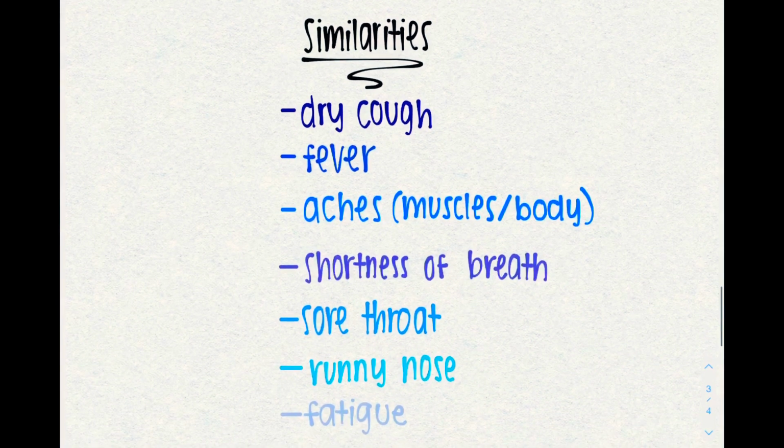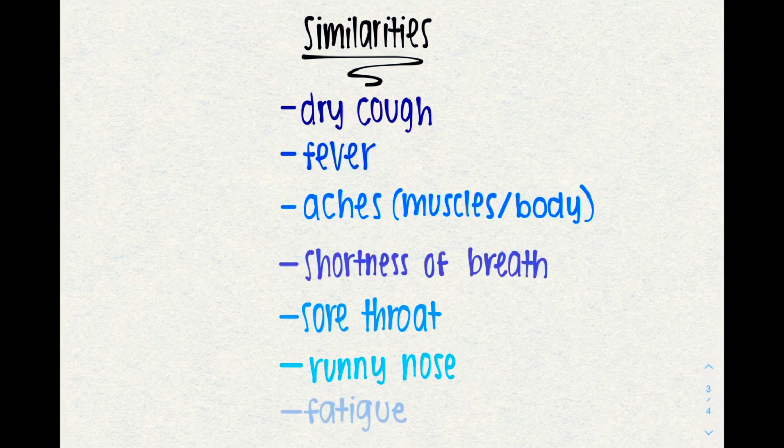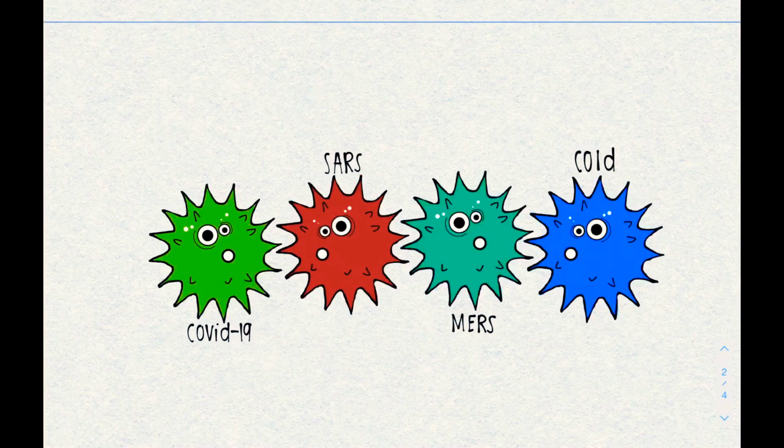Similarities in symptoms are dry cough, fever, body aches or muscle aches, shortness of breath, sore throat, runny nose, and fatigue. These viruses are similarly related to each other, especially SARS and COVID-19. SARS, which is severe acute respiratory syndrome, appeared back in 2002 in China, and it spread worldwide within just a few months, but it was indeed quickly contained.